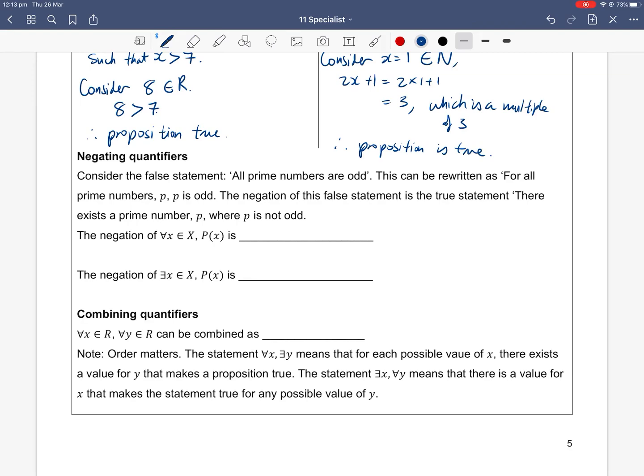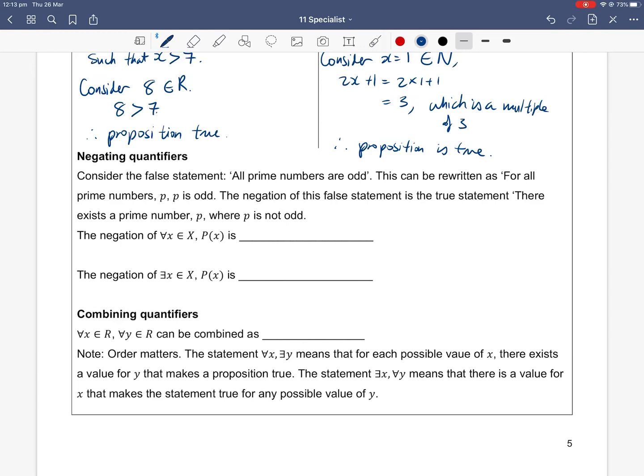Now we're combining the negation, the opposite, with these for all and there exists. So consider the false statement, all prime numbers are odd. You know that's not true because 2 is a prime number and that's not odd. We can rewrite this as for all prime numbers p, p is odd, because that's what the statement is saying. The opposite of this false statement is a true statement, right? That there is a prime number p where p is not odd. And we know that's true because 2 is that existing number.